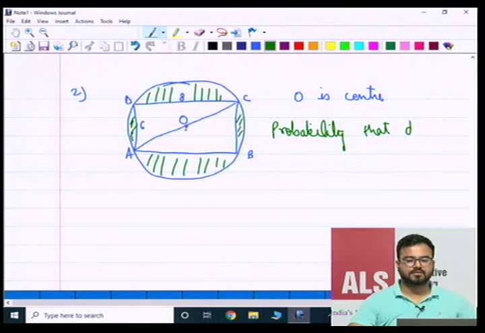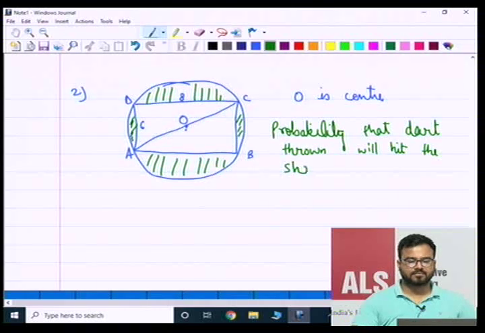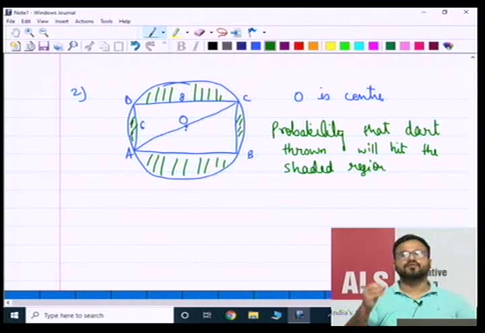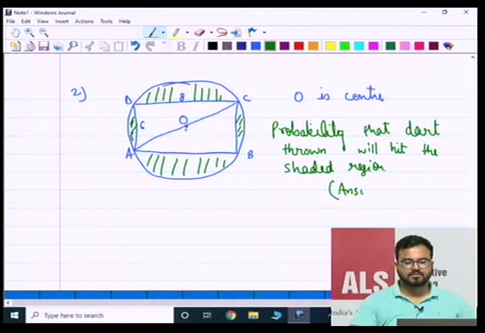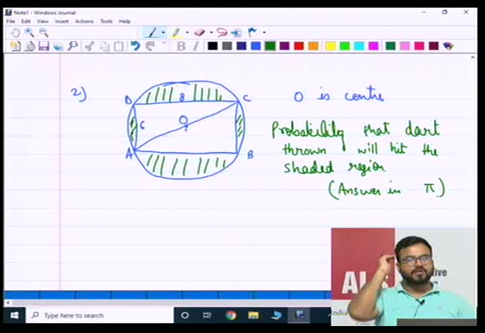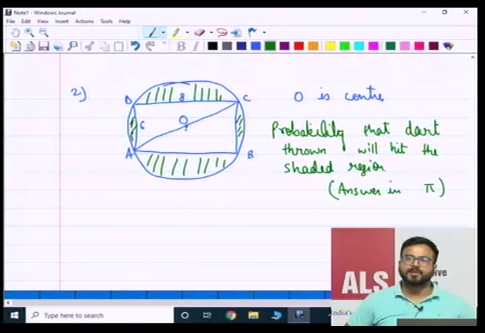We have to find the probability that the dart thrown will hit the shaded region, and give your answer in terms of pi. Because it is a circle, when you are dealing with the area, pi will be used. So give your answer in terms of pi. No need to substitute the value.